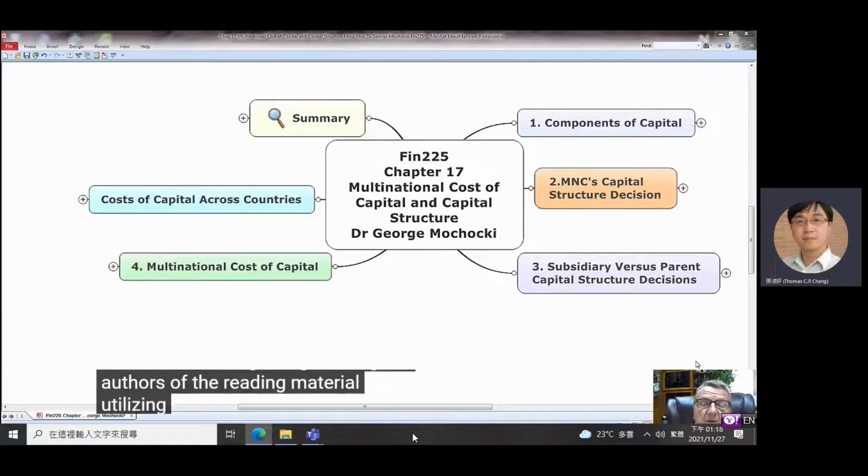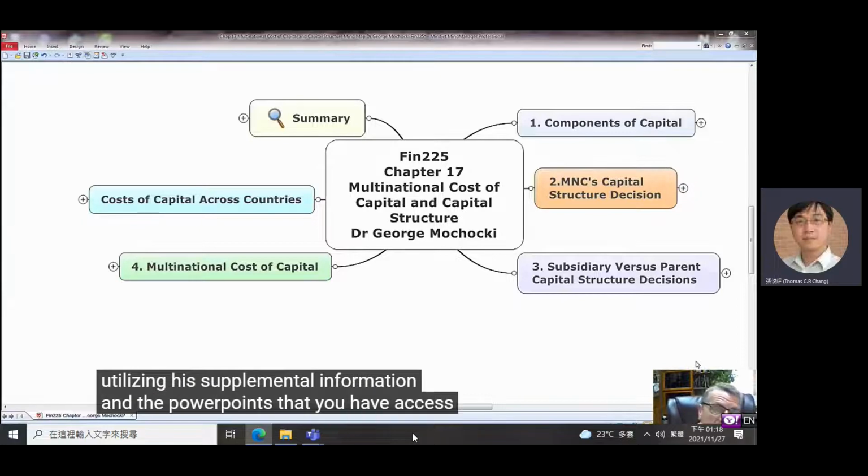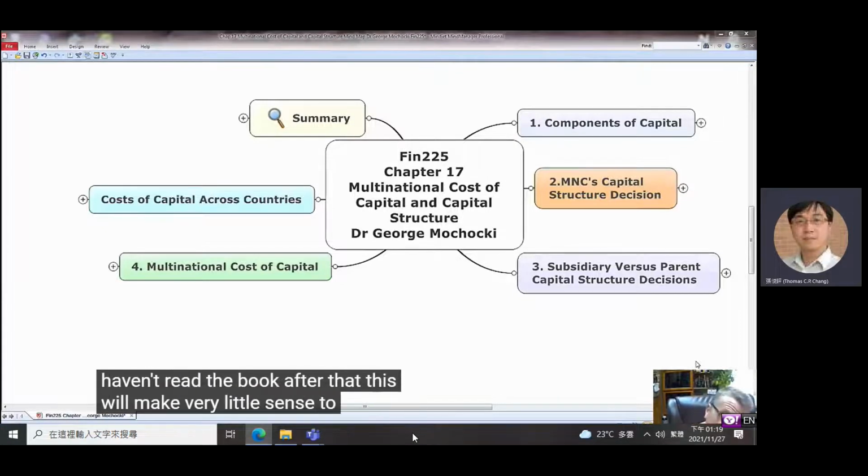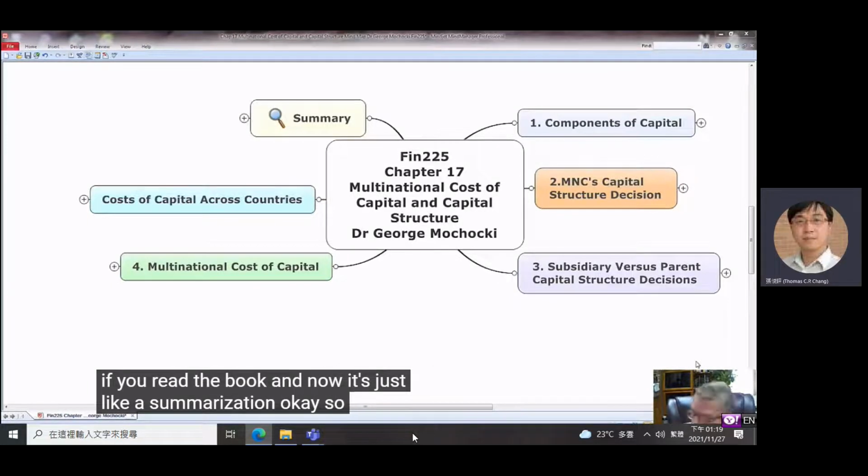reading material, utilizing his supplemental information and the PowerPoints that you have access to, and I just kind of condensed it all into a mind map for you. So if you haven't read the book, this will make very little sense to you. You may get something out of it, but not to the effect and the impact that you would if you read the book, and now it's just like a summarization. Okay, so let's get going.